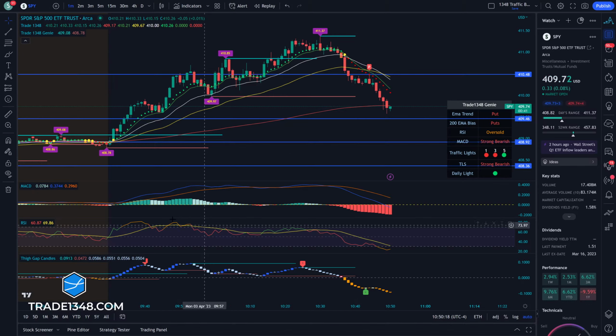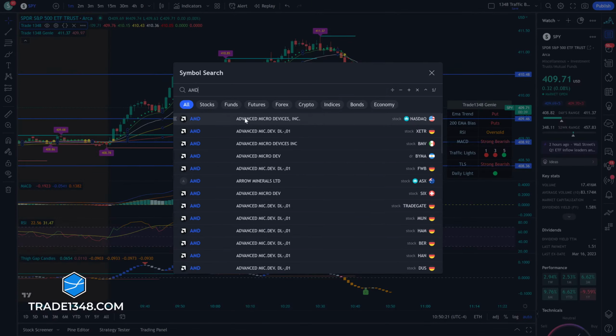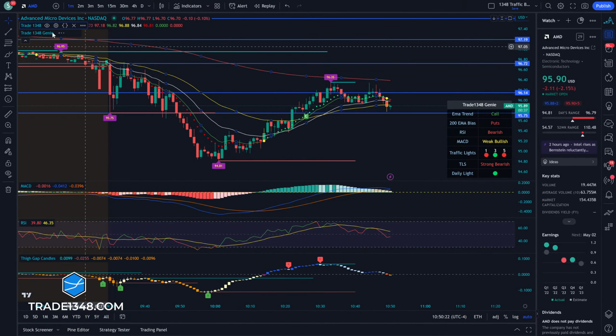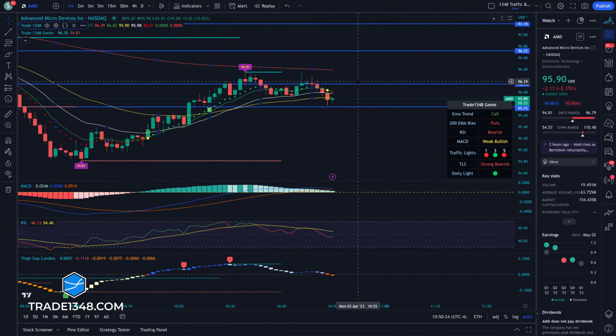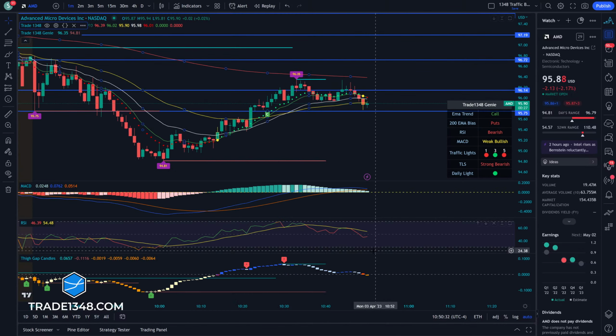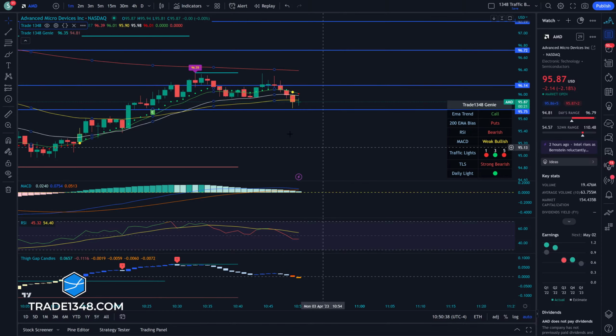Let's see AMD 1 minute. Let's go ahead and check it out really quick. Let's see what we got. Traffic light coming on down. Breaks to 24. Flirting with the 48. You do have a level right here at 95.75. RSI pitching up, sort of kind of flat. Coming on down. You do have a level here with thigh gap.